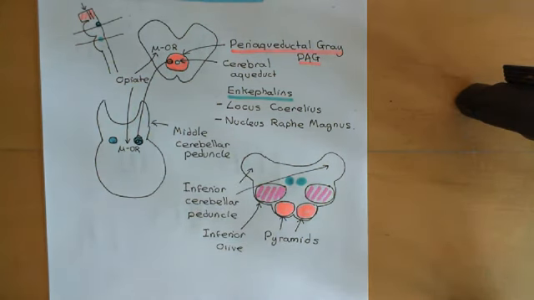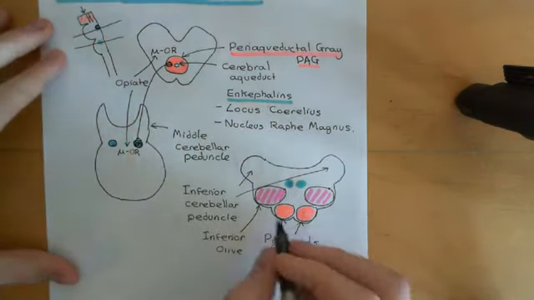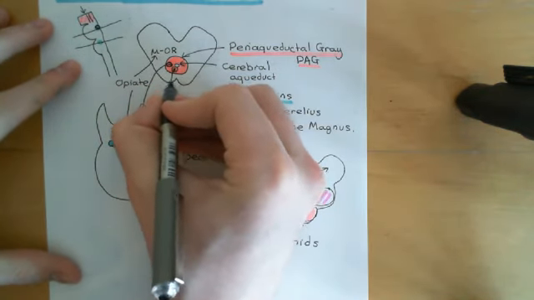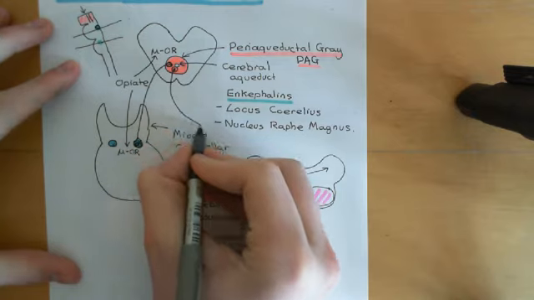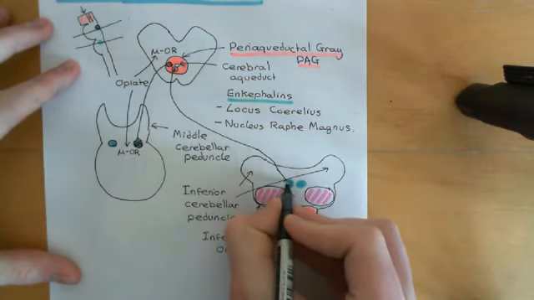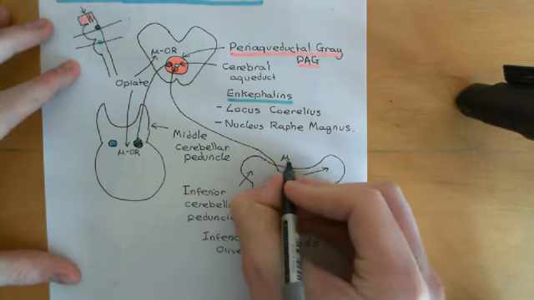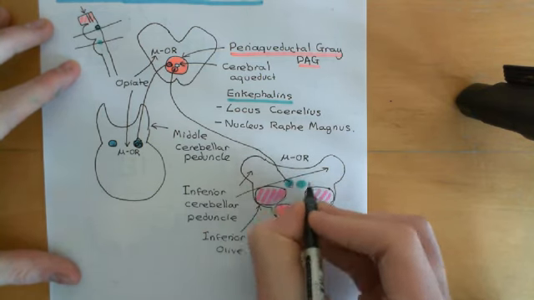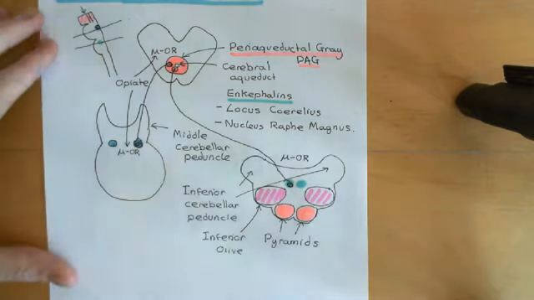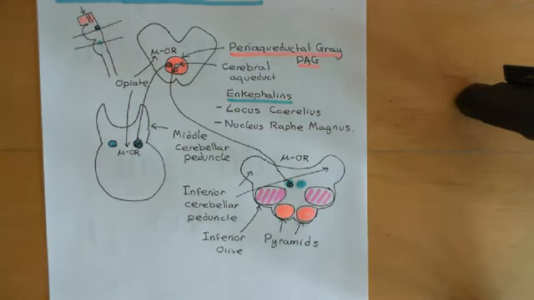Okay, and again, you're going to have projections coming down from the periaqueductal grey. So I might show another periaqueductal grey neuron here, projecting down into the nucleus raphe magnus, like so. And again, you're going to be releasing enkephalins onto these neurons in the nucleus raphe magnus, and those neurons in the nucleus raphe magnus will have mu opioid receptors on their surface.